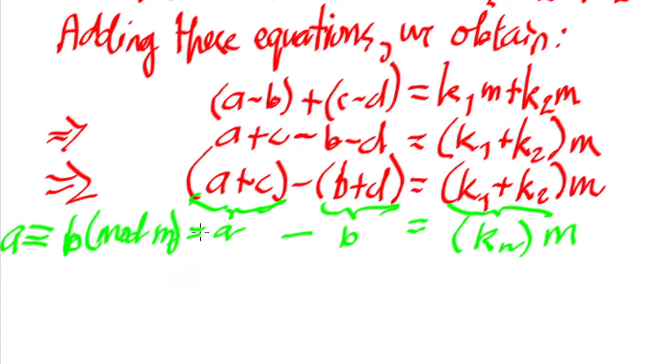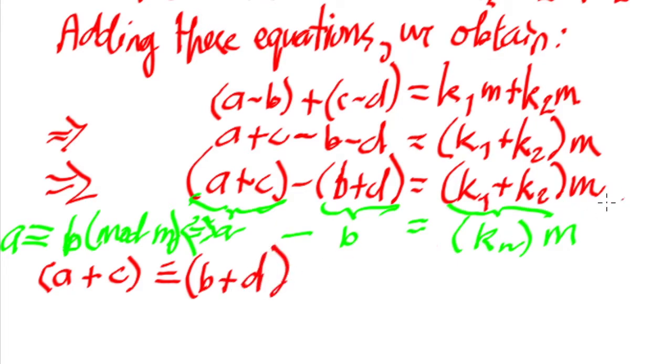Following this notation, we have the A first. So what do we have? A plus C is congruent to B plus D, and then our mod is M. Therefore, the first part of the fourth statement is true. The addition part, at least, is true.